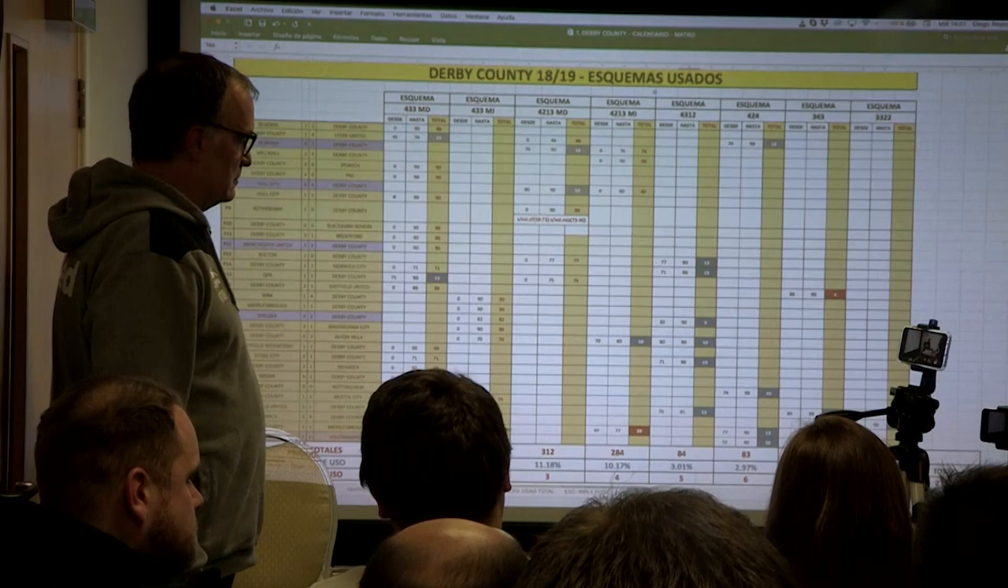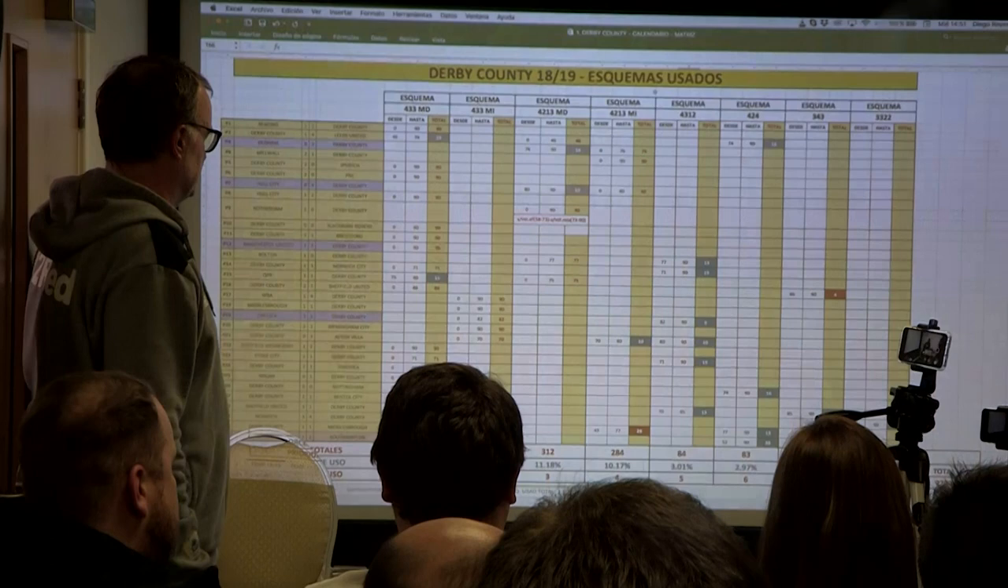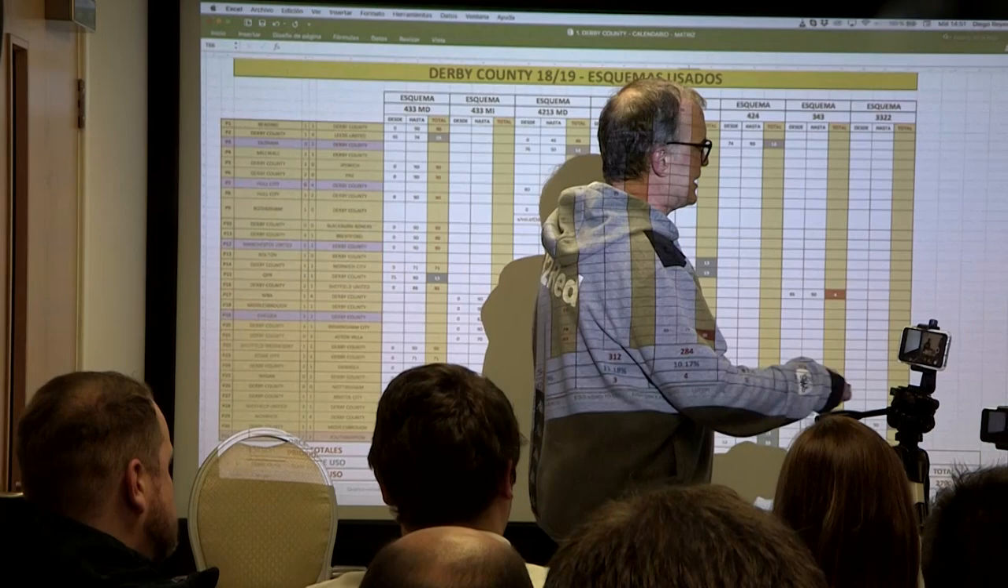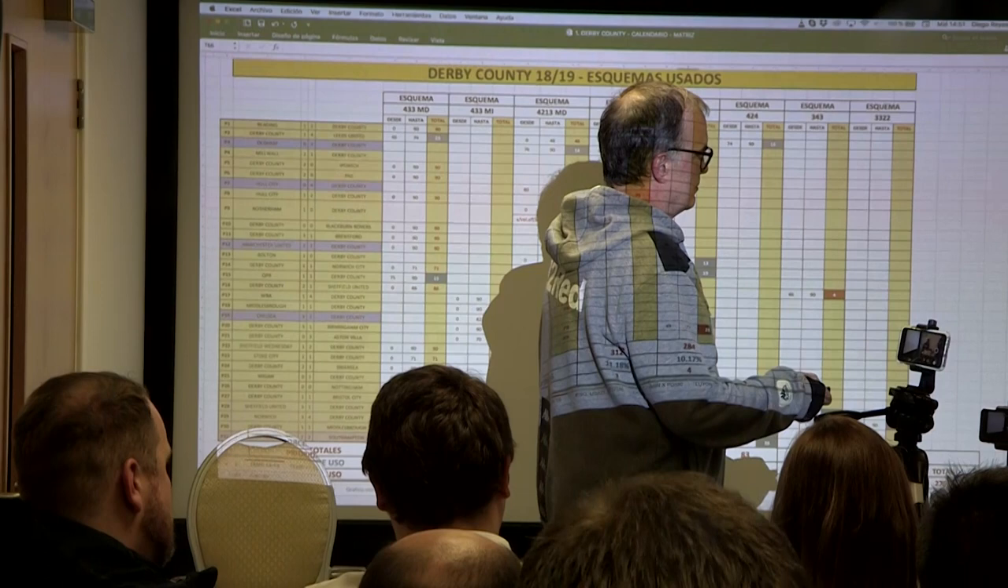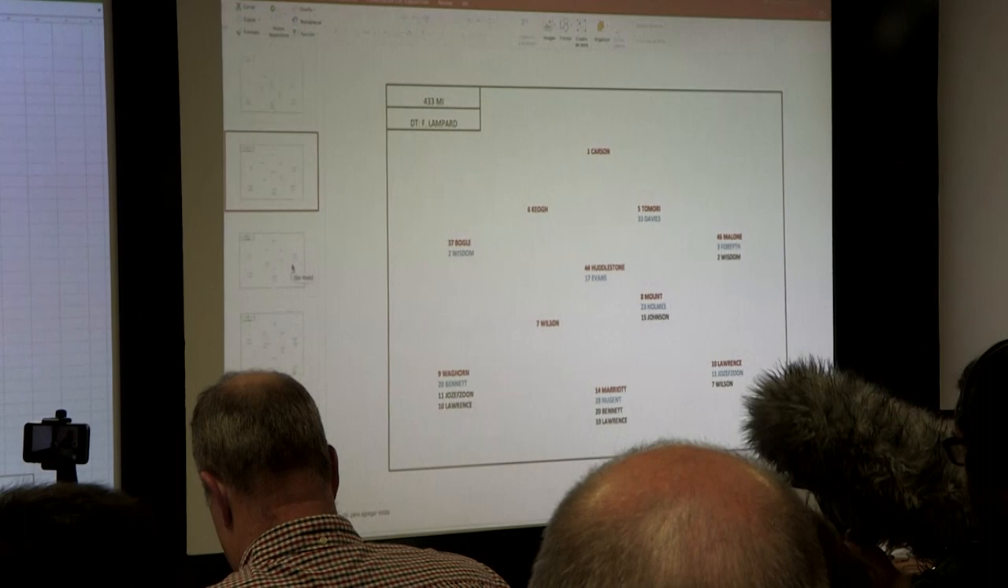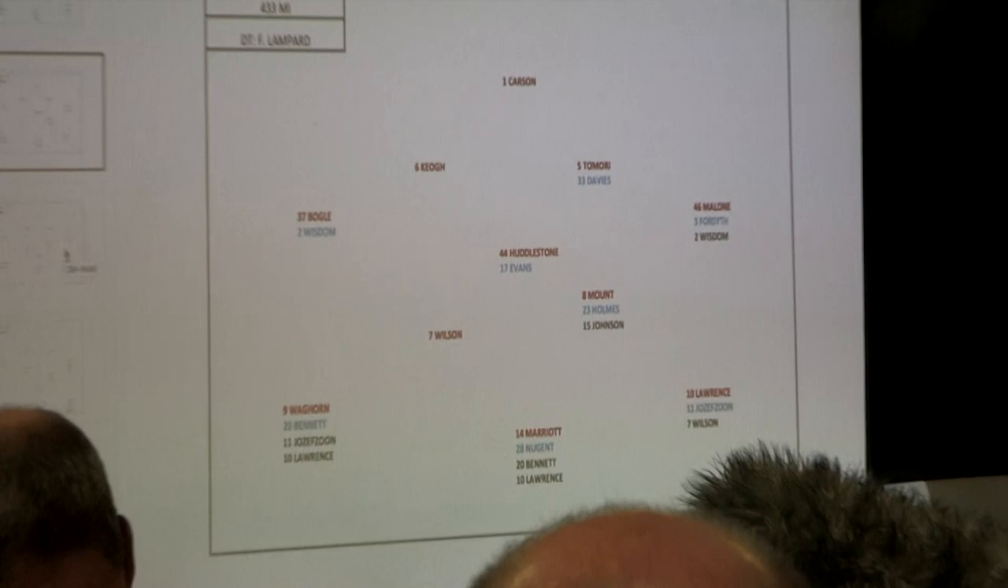So here we have a table where we see each of these 4 systems, with the players who play them. We see who played in the 4-3-3, for example. In red we have usually the starters. The second players are the substitutes. And the third and fourth are the ones who play less.